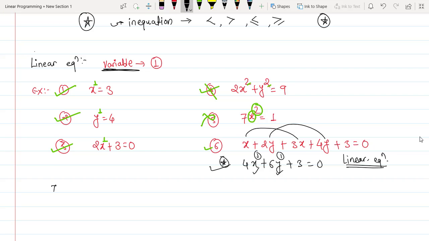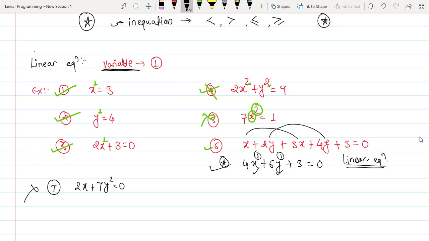Okay, seventh one. It's 2x plus 7y square equals 0. Now you will say, sorry, the power of x is 1 and the power of y is 2. So of course this is not a linear equation. Why? Because all the variables should have highest power 1. All the variables should have highest power 1.